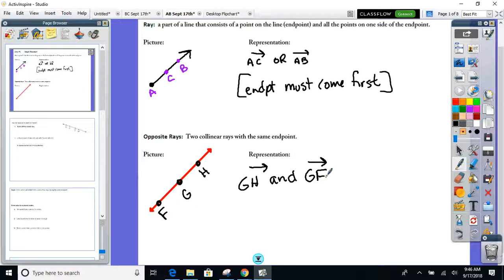Questions there? Comments? Yep. How are 2 collinear rays different than a line? It's not. You put them together, it makes a line. Okay. Yep. Put those 2 opposite rays together, it's going to form a line. Right? That's why we say they're collinear.